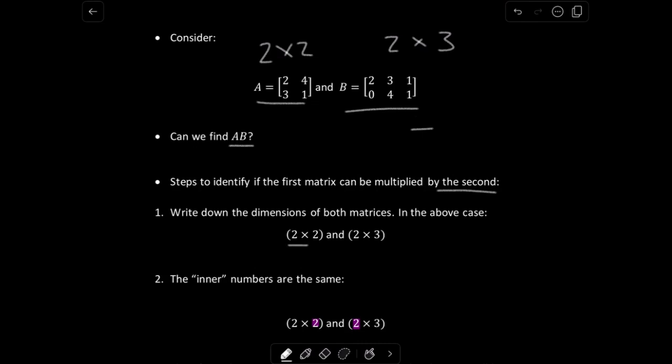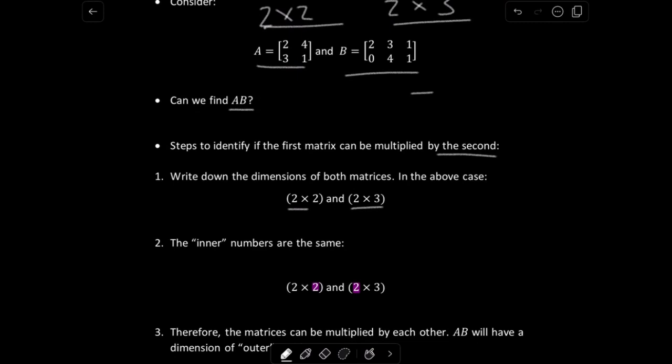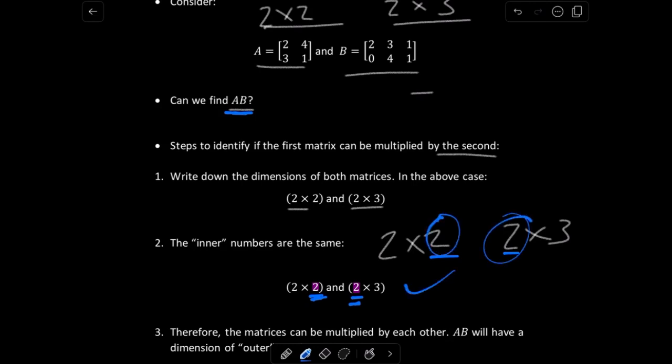In the above case, we have a 2 by 2 and a 2 by 3. There we go. The inner numbers are the same. What I mean by inner numbers is the numbers that are on the inside. If you write it out, 2 by 2 and 2 by 3, the inner numbers are this one and that one. They are the inside numbers. If these inner numbers are the same, then yes, you can perform the matrix multiplication. In other words, we will be able to find AB. So that's a tick. It's 2 and 2.